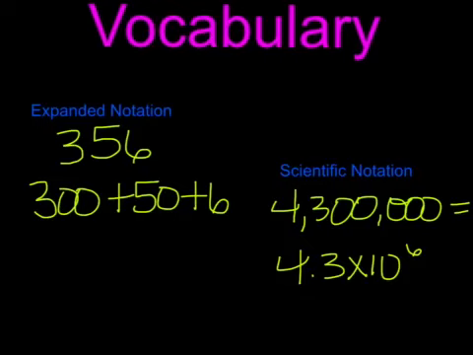Scientific notation. This is a system for representing numbers in which a number is written as the product of a power of 10 and a number that is at least 1 and less than 10. Scientific notation allows you to write large and small numbers with only a few symbols. For example, in scientific notation, 4,300,000 is the same thing as 4.3 times 10 to the power of 6.